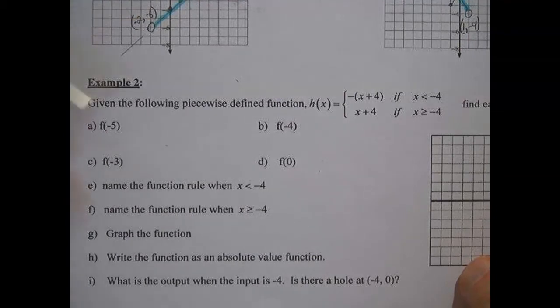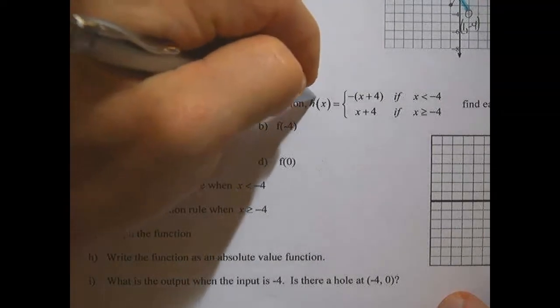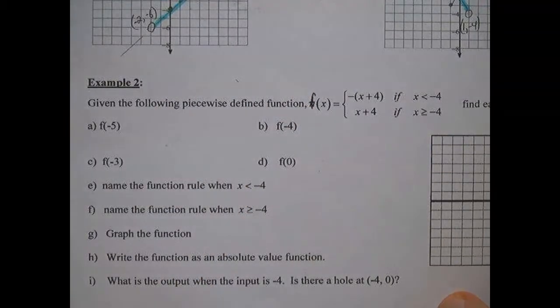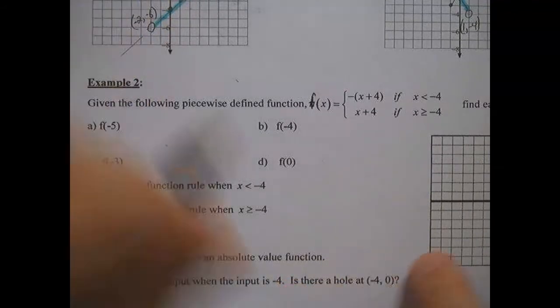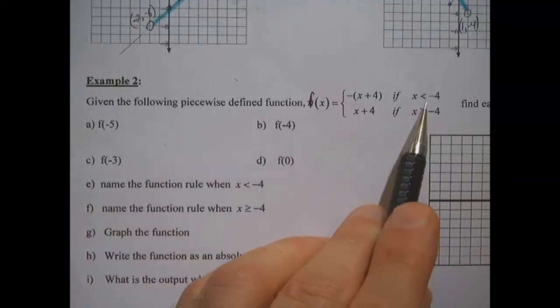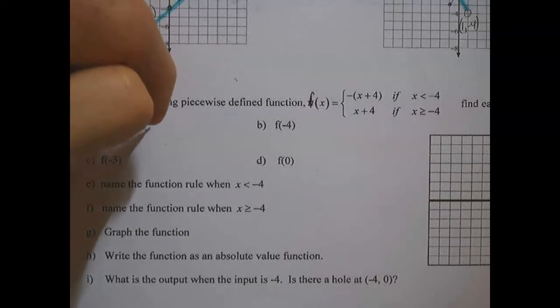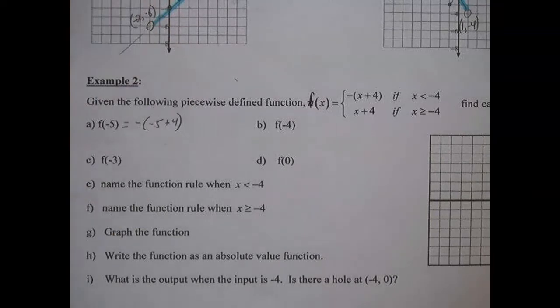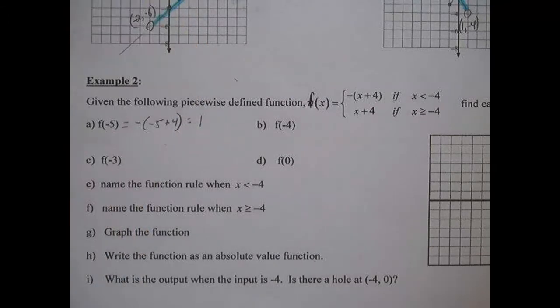By the way, I can see a typo here because this is h and these are f, so why don't we just call this f so that they're all consistent. Okay, so let's make that correction. So f of negative 5, first decide, is it the upper or the lower? Negative 5 is less than negative 4, so I'm going to use the upper. So I'm going to go the opposite of negative 5 plus 4, which is the opposite of negative 1, which is 1. So there's the point, negative 5, 1.